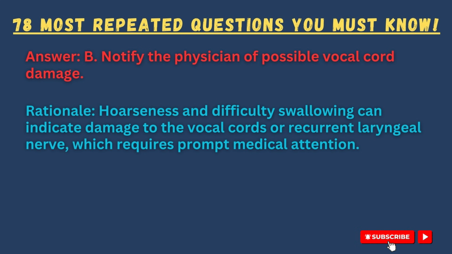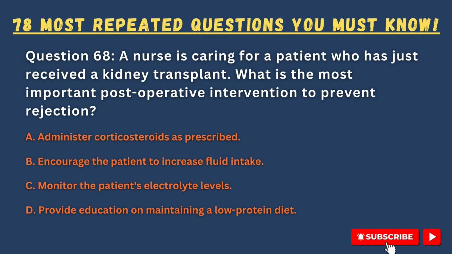Answer. B. Notify the physician of possible vocal cord damage. Rationale. Hoarseness and difficulty swallowing can indicate damage to the vocal cords or recurrent laryngeal nerve, which requires prompt medical attention. Question 68. A nurse is caring for a patient who has just received a kidney transplant.